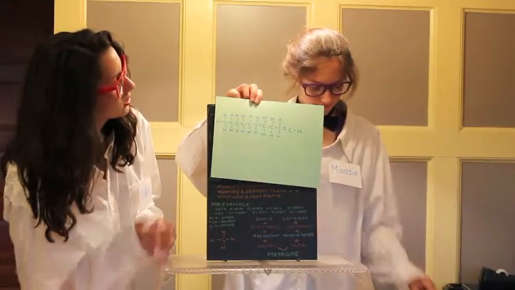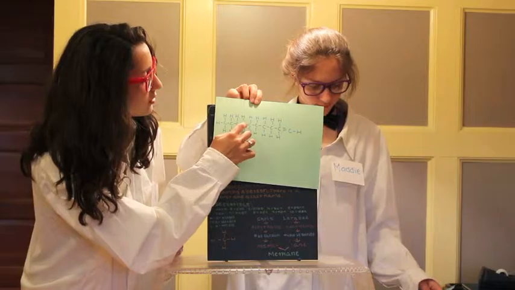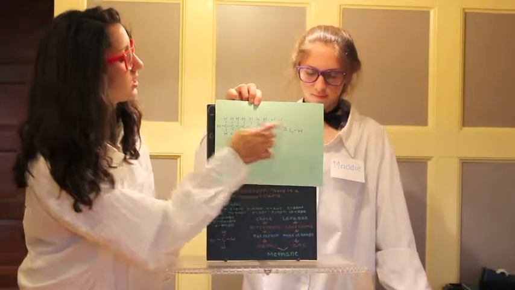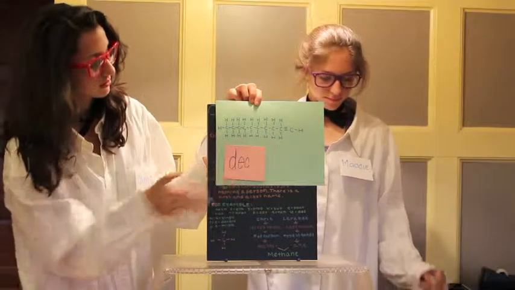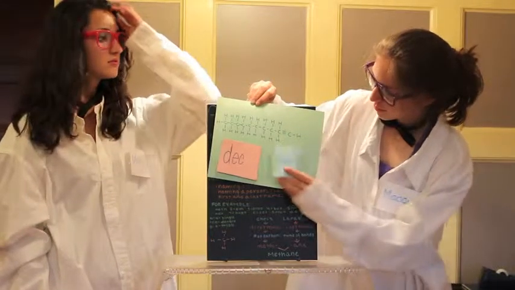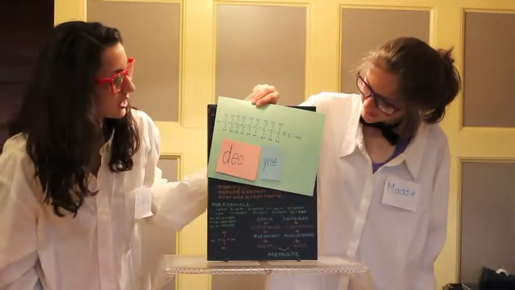In this example, there are 1, 2, 3, 4, 5, 6, 7, 8, 9, 10. Dec. And a triple bond, yne. Decyne.